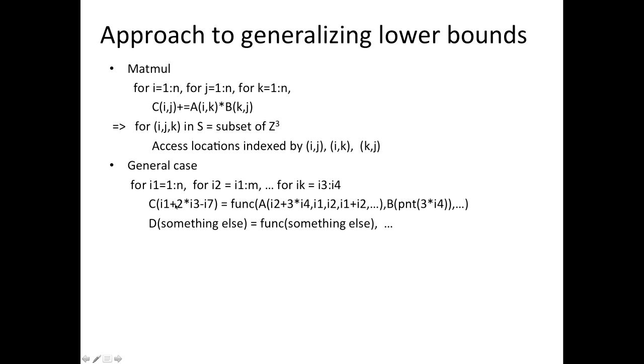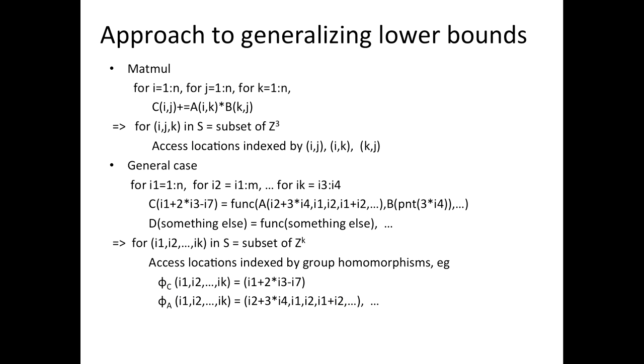And in the general case, I can have as many loop iterations as I want. I can have as many arrays as I want. And I can have any subscripts. And they can be messy things like i2 plus 3 times i4, whatever I want, as long as they're linear functions. And I can have pointers, so I can have indirection. And I can have as many lines of code as I want. And it turns out that all I need to know about that, again, I just sort of say I'm iterating over some subset of k-tuples of integers, and I just keep a list of all of these subscripts.